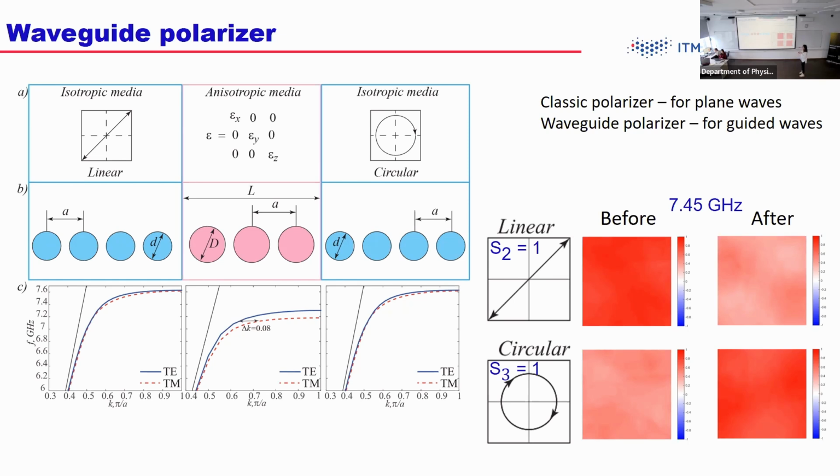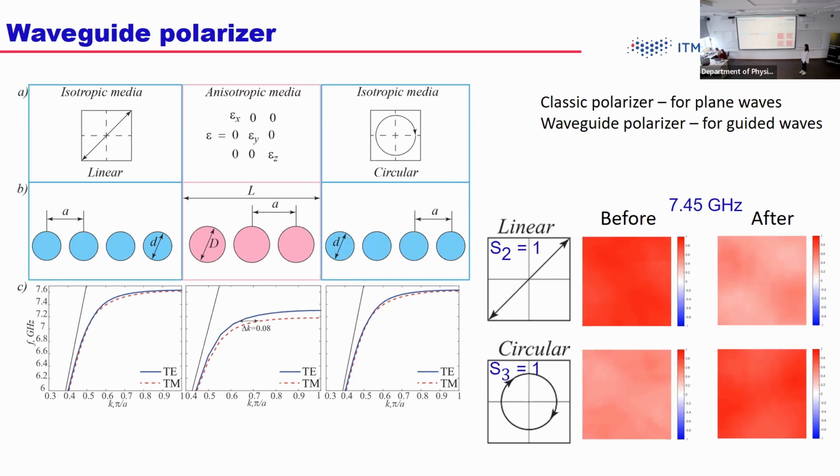And here you can see the dispersions of TE and TM modes, and you can see that they are almost equal. After that, we use the anisotropic medium, like a metasurface with changing parameters, for example, diameter. And you can see that we have a phase shift between TE and TM modes, 0.08 π, divided by 8.